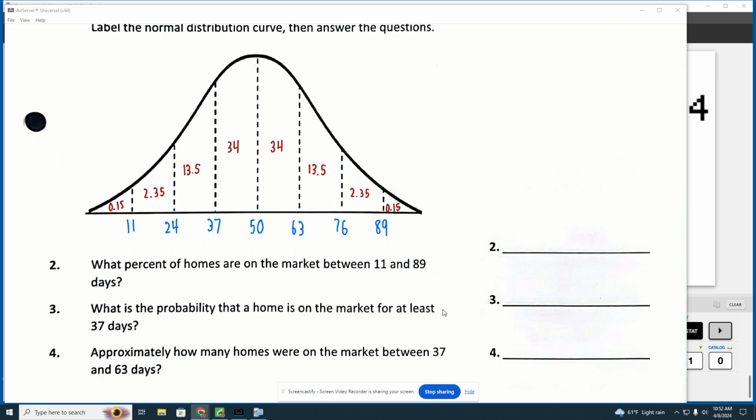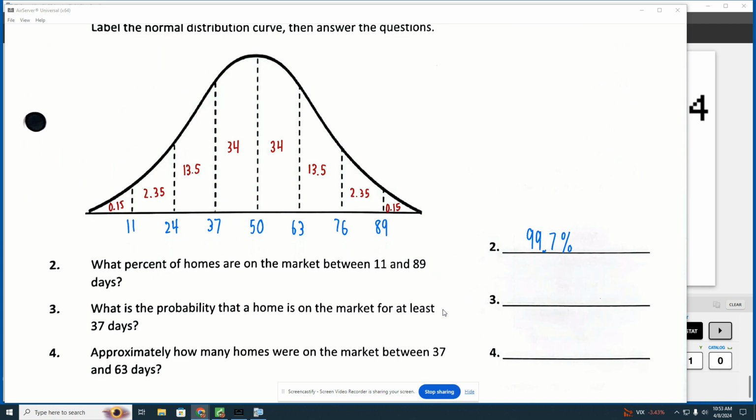Ready? Number 2. What percent of homes are on the market between 11, here's 11, and 89? I got to highlight quite a bit to get all the way over here to 89. Isn't that 3 standard deviations? So you can either remember that that's 3 standard deviations, or couldn't you just add all those up? Either way, what do you get? You get 99.7%. Questions? Let's do the next one then.